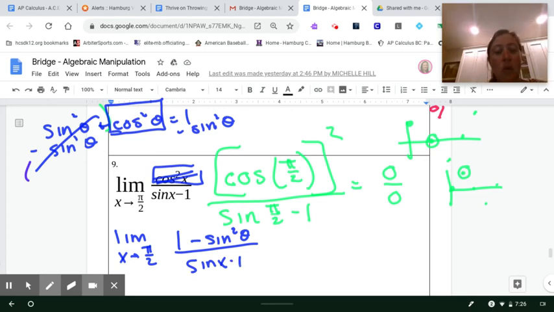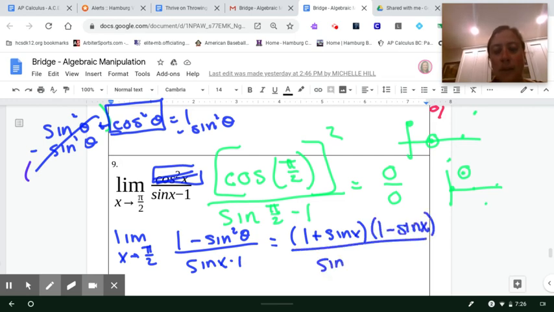Those still aren't the same. One is sine squared, one is sine, they're not equal. But what you can do is factor that numerator because they are perfect squares. One is a perfect square and the squared function is a perfect square. So I can say this is equivalent to 1 plus sine of x and 1 minus sine of x, since they are perfect squares.